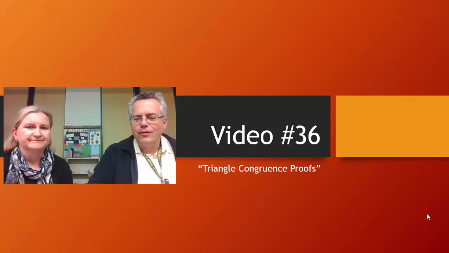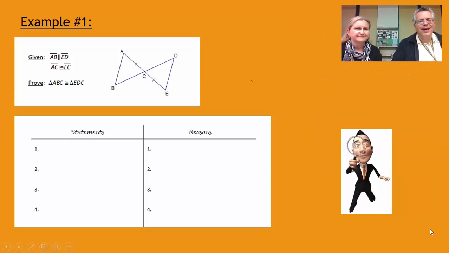All right. So for our first example, let's take a look at the figure. We're given that AB is parallel to ED. And if information isn't marked, I like to mark it, so I'm going to put little arrows on those to show that they're parallel. And AC is congruent to EC. That's already marked.